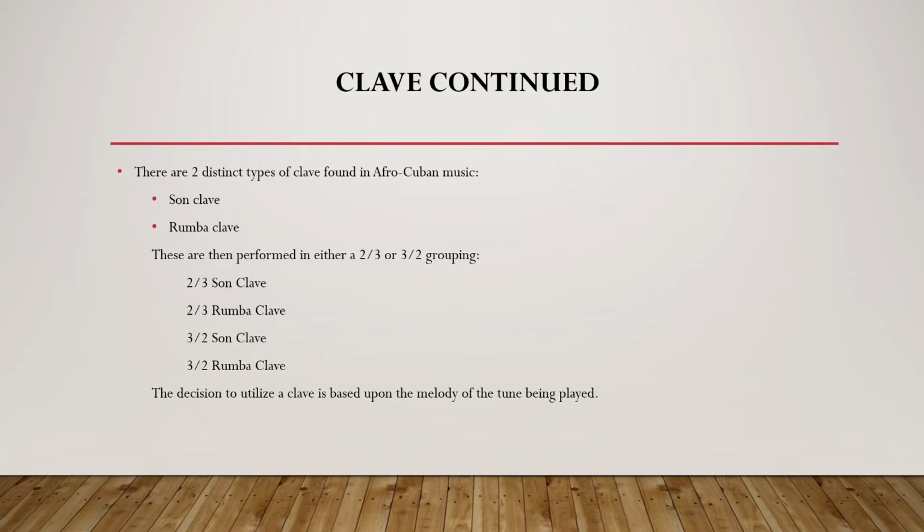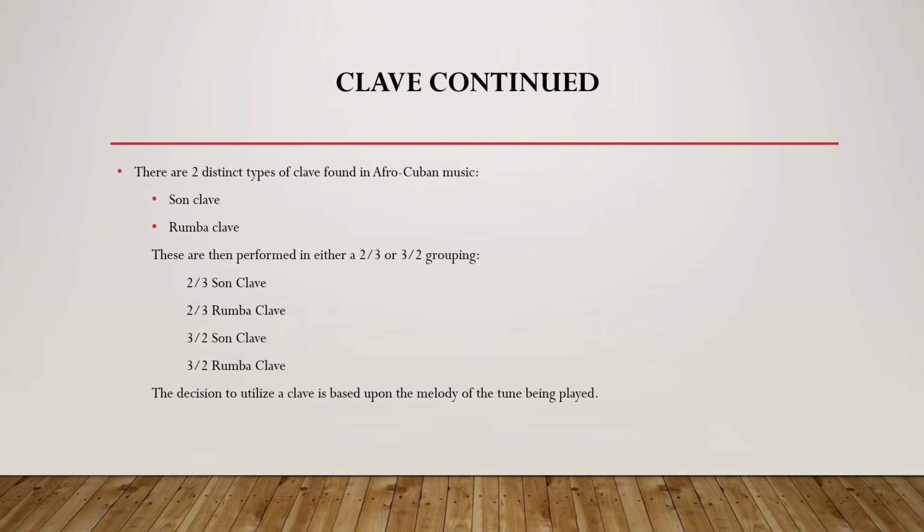There are two distinct types of clave found in Afro-Cuban music. First, son clave, and the second, rumba clave. These can then be performed in either a 2-3 or 3-2 note grouping. What this means is that the pattern is in two measures, and either the first measure has two notes and the second measure has three, or vice versa. The first measure has three notes and the second measure has two.